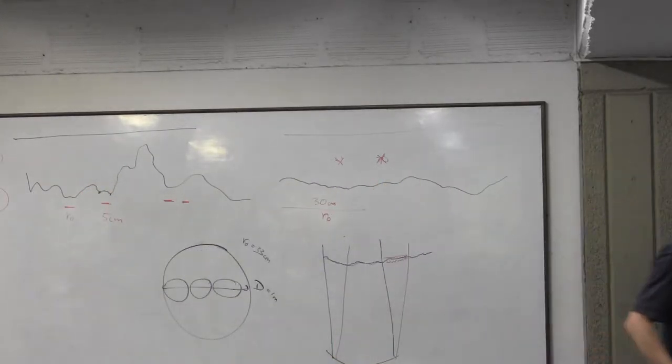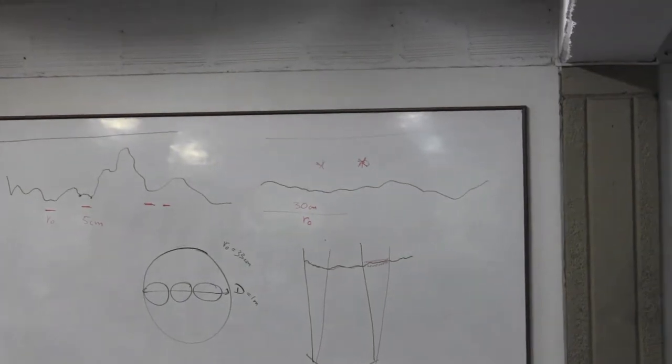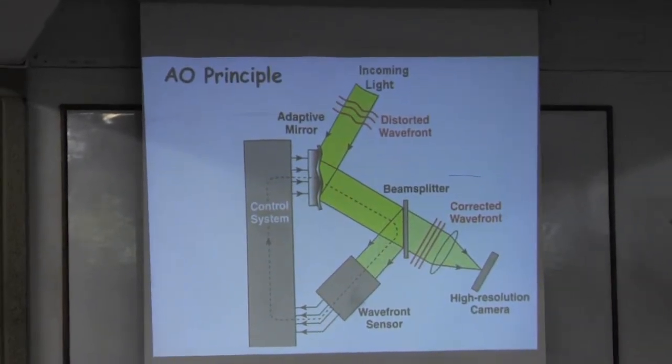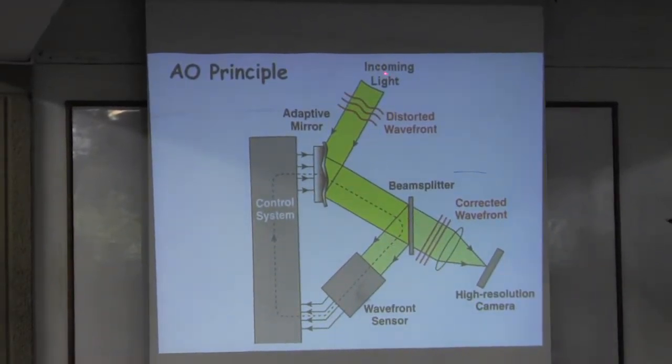Okay. So this is about the number of sub-apertures. You will see that on your table. Finally, we get to the AO principle. Let's assume you have the incoming light. Ideally, you would have a flat wavefront, but the turbulence distorts it.